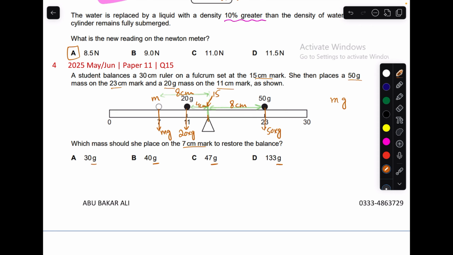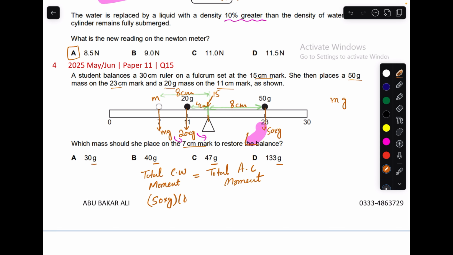So let's apply the moment relation. Total clockwise moment should be equal to total anti-clockwise moment. If you observe, this is clockwise and these two are anti-clockwise. So clockwise moment is force, that is 50g, into the distance, that is 8.